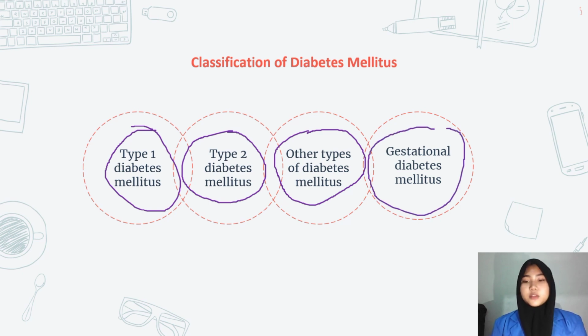Gestational diabetes mellitus. This type of diabetes occurs during pregnancy, where glucose intolerance is detected for the first time during pregnancy, usually in the second and third trimester. Patients with gestational diabetes have a greater risk of suffering from diabetes that persists in the long term, 5 to 10 years after delivery.